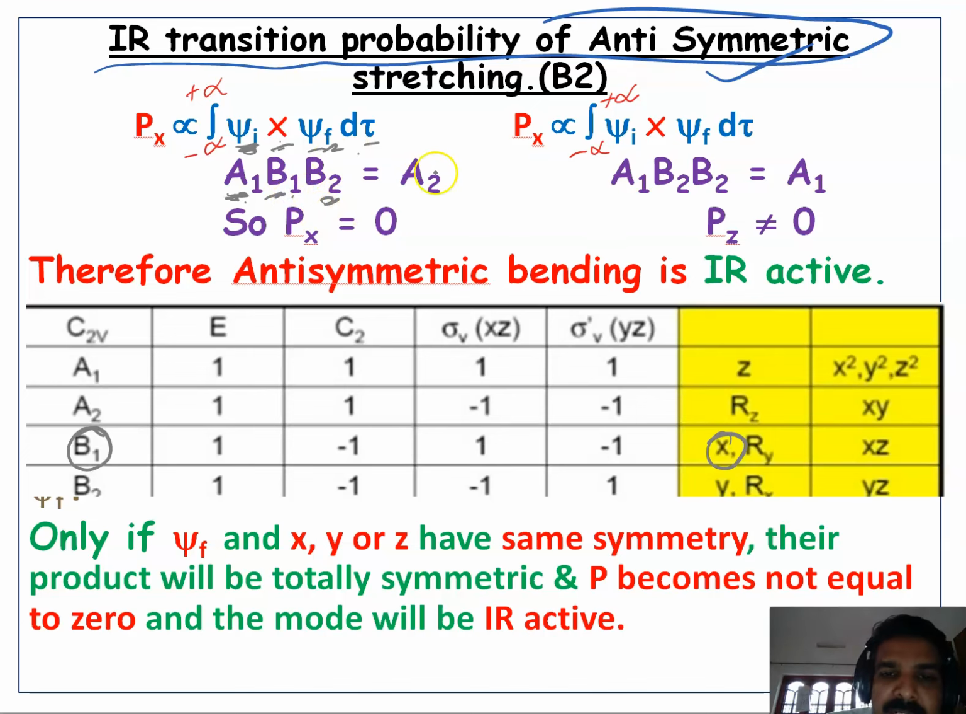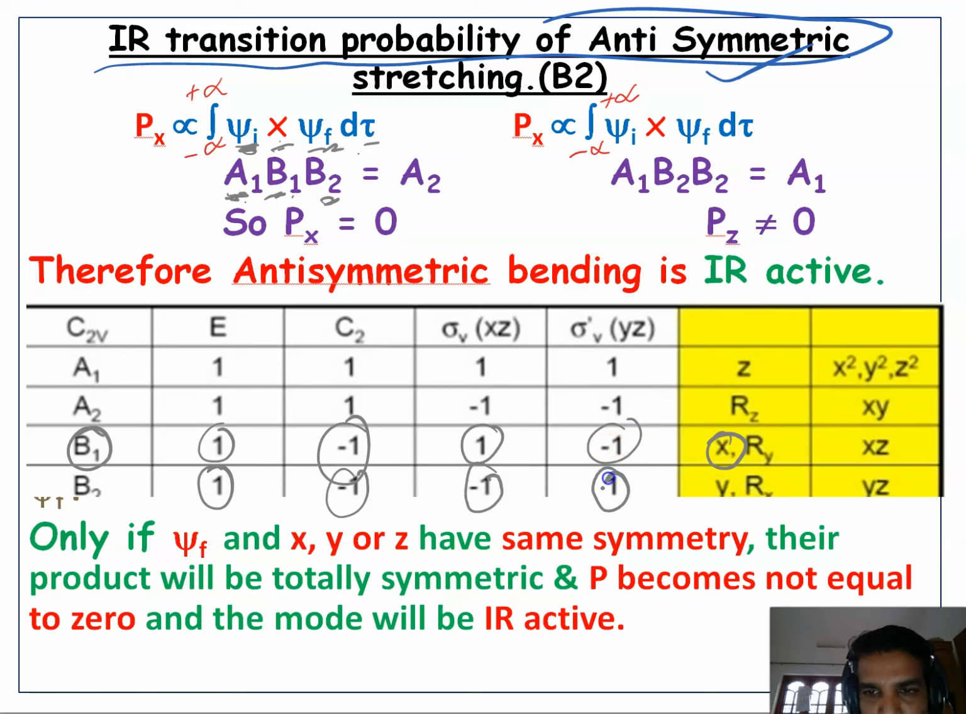B1 into B2 you can calculate by the direct product method. B1 into B2: 1 into 1 is equal to 1. Minus 1 into minus 1 is equal to 1. 1 into minus 1 is equal to minus 1. Minus 1 into 1 is equal to minus 1. So 1, 1, minus 1, minus 1. This is the A2 mode. A2 is not totally symmetric. Here A1 is the totally symmetric one. Totally symmetric means all the characters are 1. Only the A1 mode is totally symmetric. A2 is not totally symmetric, therefore Px is equal to 0.